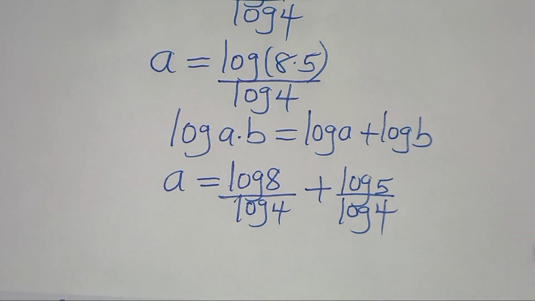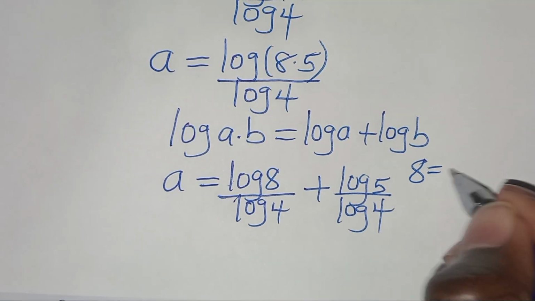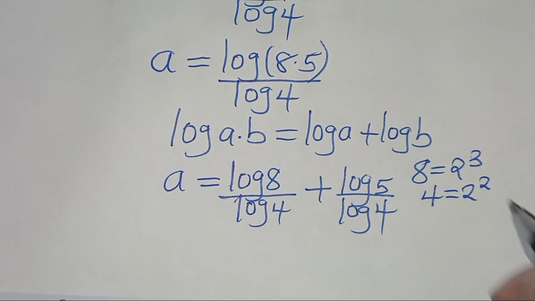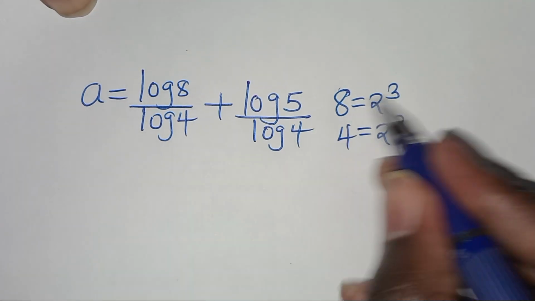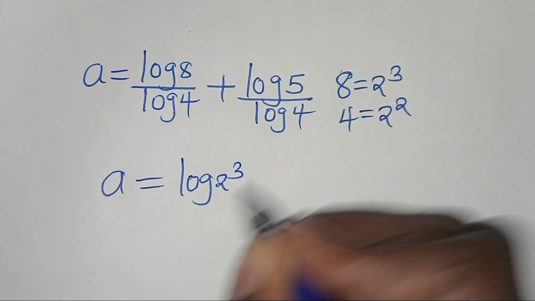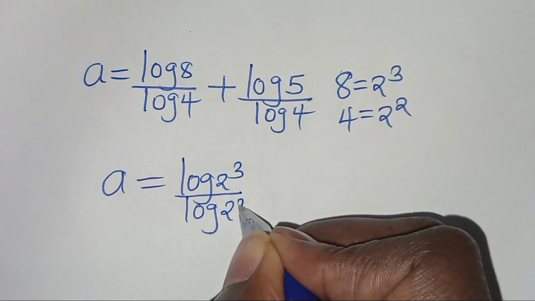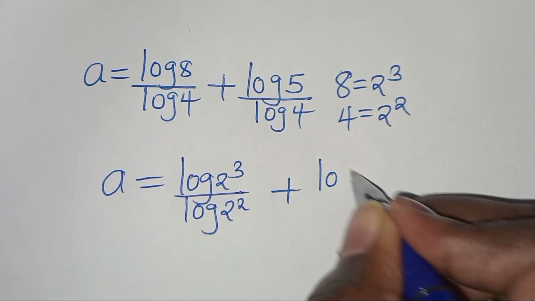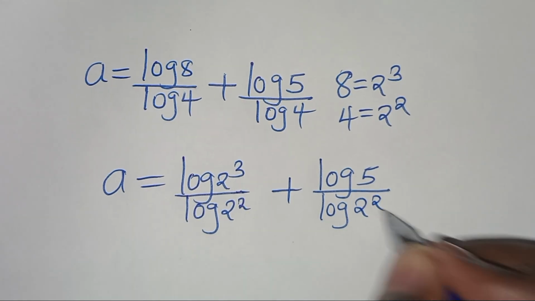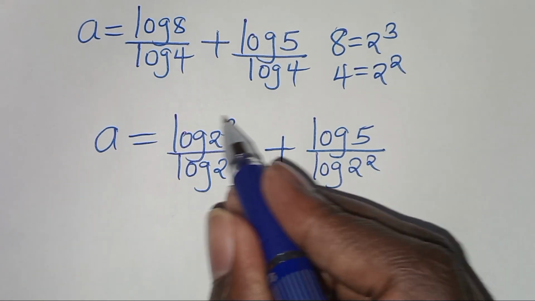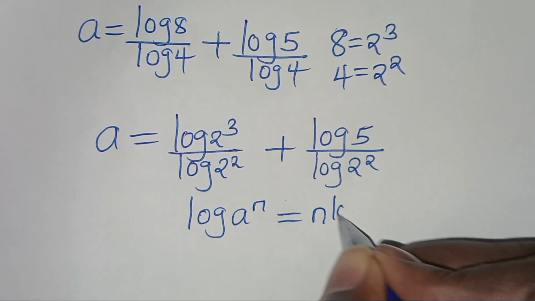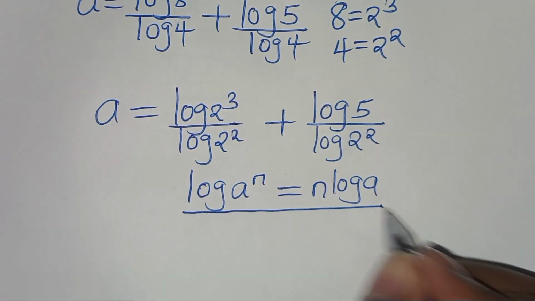The next step from here, we can express 8 as 2 to the power of 3, and we can express 4 as 2 to the power of 2. So substituting this here, we have that a is equal to log 2 to the power 3 divided by log 2 to the power 2, then plus, here we have log 5 divided by log 4, which is log 2 to the power 2. Applying the power rule property from here, that is log a to the power of n, this can be expressed as n log a. So let's apply this power rule property from here.